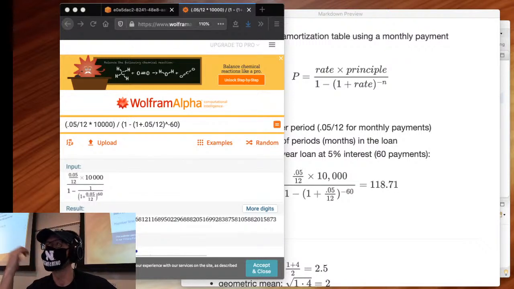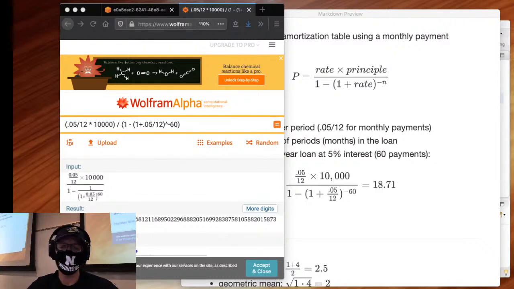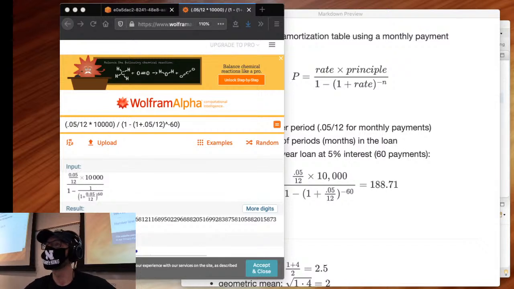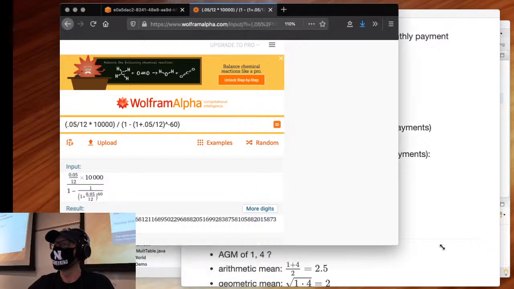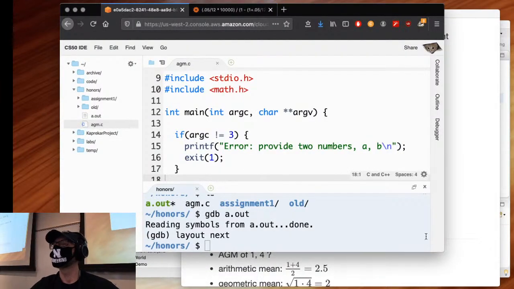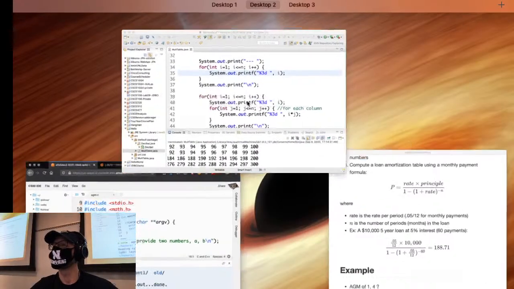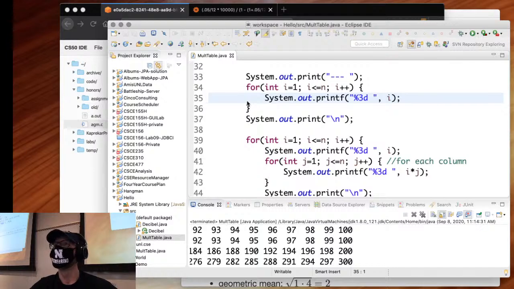0.23 cents. Is a bank going to charge you 0.23 cents per month? No. They will charge it in interest, by the way, but they'll end up doing what? Rounding it. So that's what I've done here. 188, or not 188, I transcribed it wrong, $188.71, okay? Now, player's choice here. Do we want to do this in C, or do we want to do this in Java? I did it yesterday in C. Java? Okay.